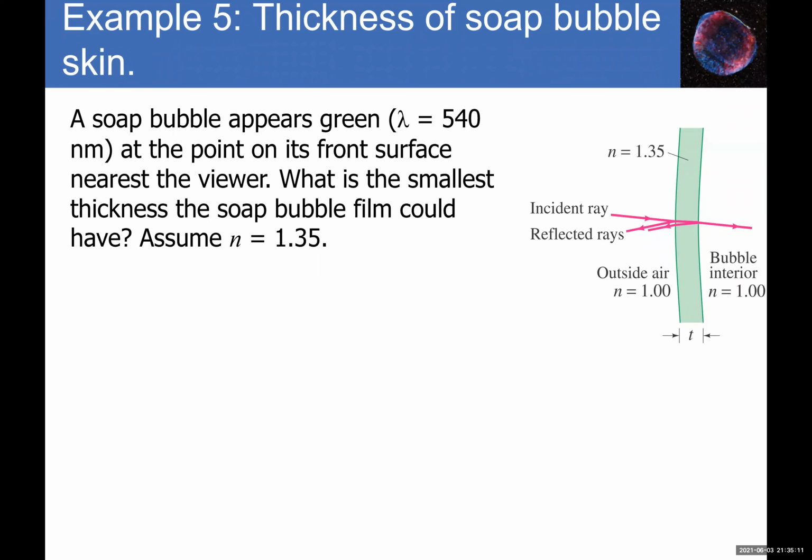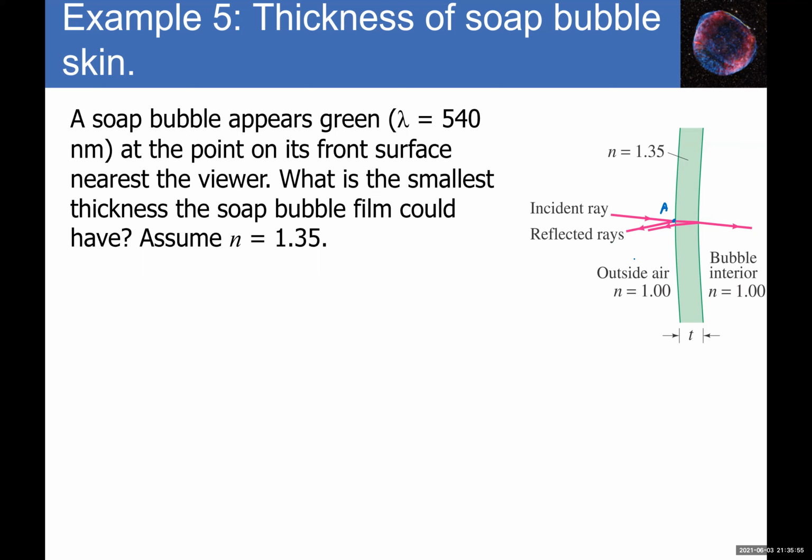All right, so let's look at this example here. A soap bubble appears green, wavelength of 540 nanometers, at the point on its front surface nearest the viewer. What is the smallest thickness the soap bubble film could have? Assume n equals 1.35 for the bubble. Let's say I take this to be point A. There you go from lower index of refraction to higher index of refraction, so that particular reflected ray will undergo a 180-degree phase change.